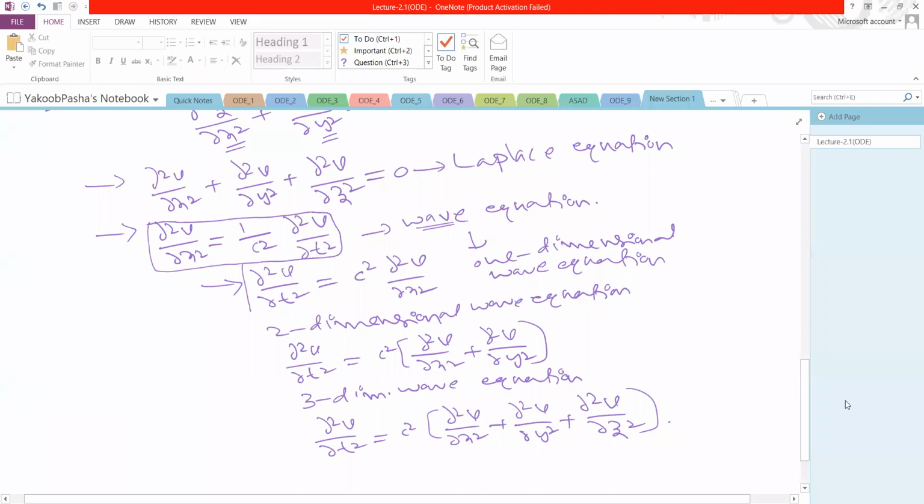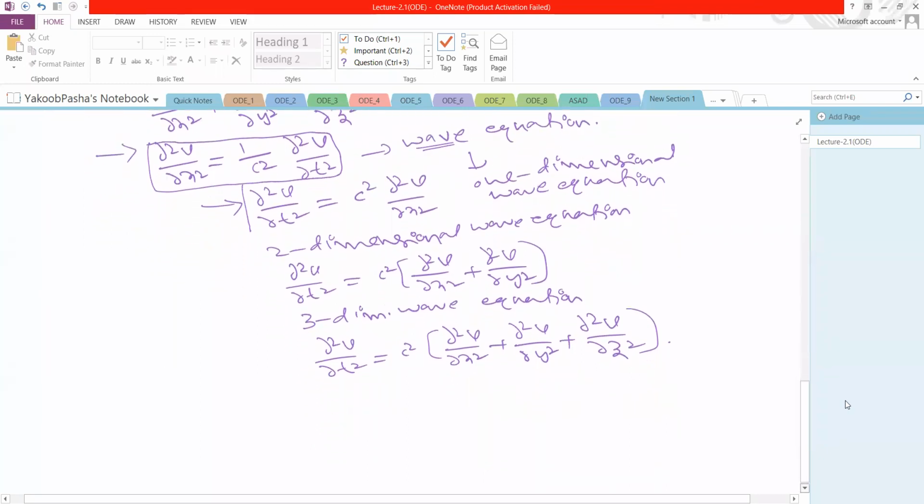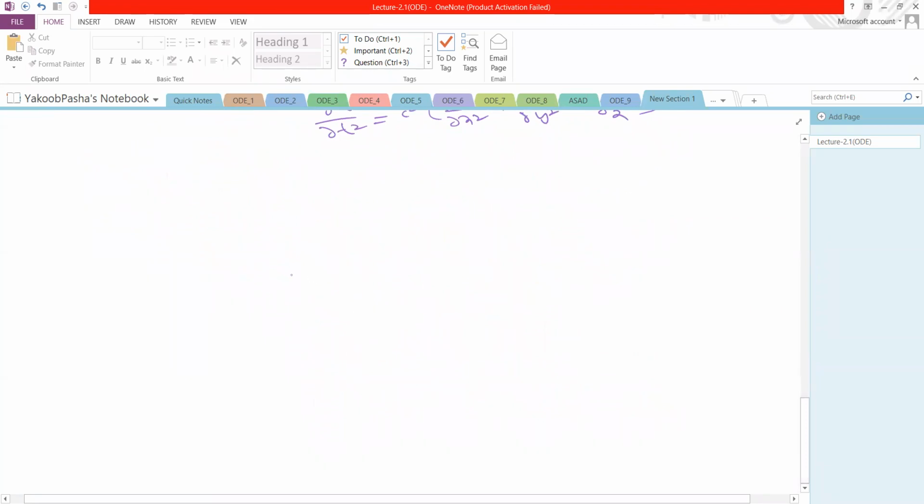Another example of a partial differential equation: ∂v/∂t = k ∂²v/∂x². This is an example of a partial differential equation which contains x and t as independent variables. This differential equation is called the one-dimensional diffusion equation. Now we can take the two-dimensional diffusion equation.